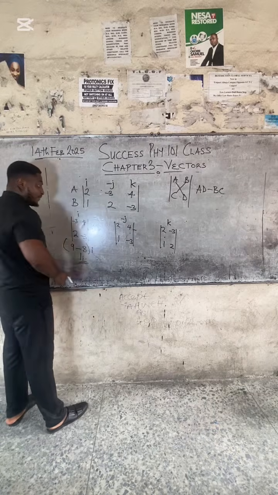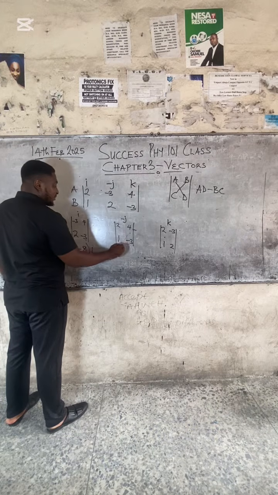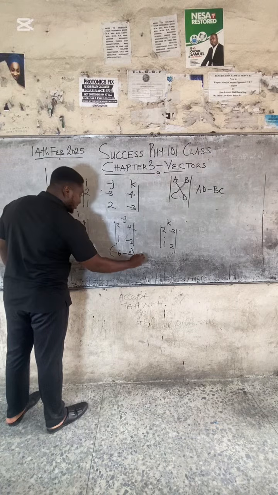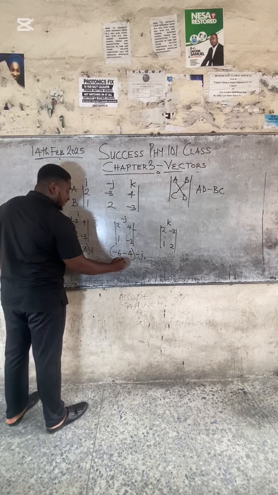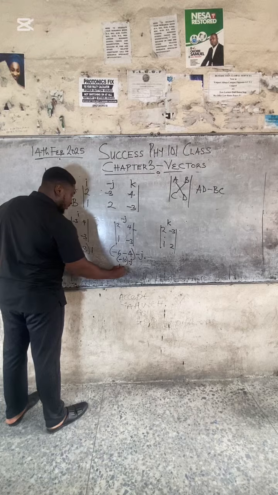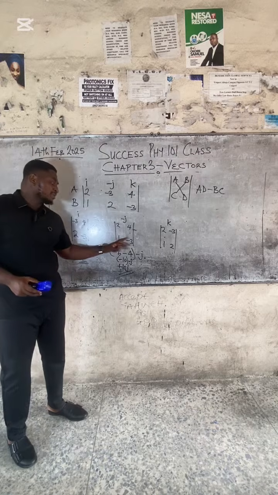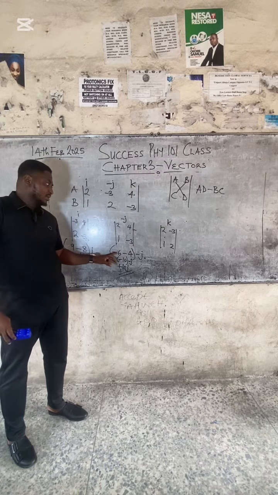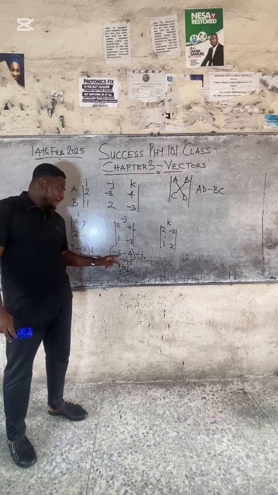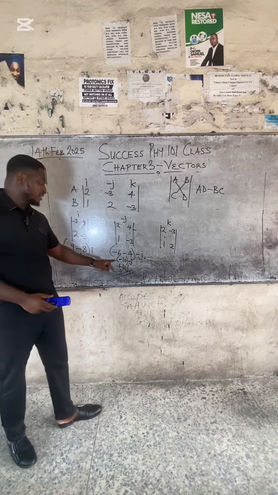Let's resolve the J component now. Take A multiplied by D. Remember, 2 times minus 3, minus 6, minus 4 times 1, everything into bracket, minus J. Remember that J is minus. Minus 6 minus 4 is minus 10, times minus J is plus 10J, because minus times minus is plus.